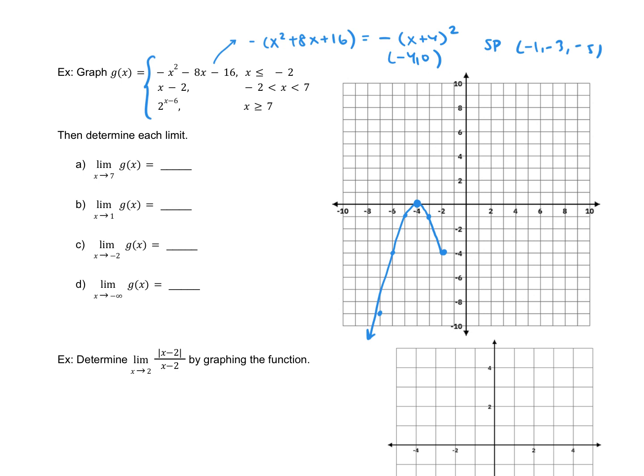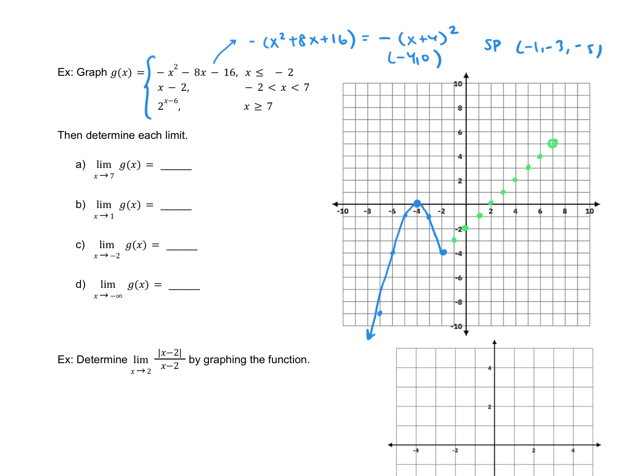Or I can use my knowledge of y equals mx plus b. The y-intercept is at -2. The slope is 1, so I'm rising 1, running 1. And I can apply this until I hit x equals 7. But when I hit x equals 7, I will put a hole there. Now I'll do the same thing in the opposite direction.